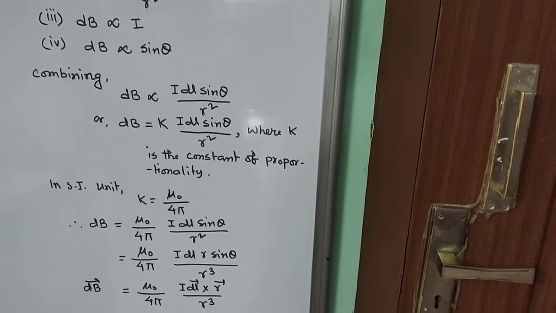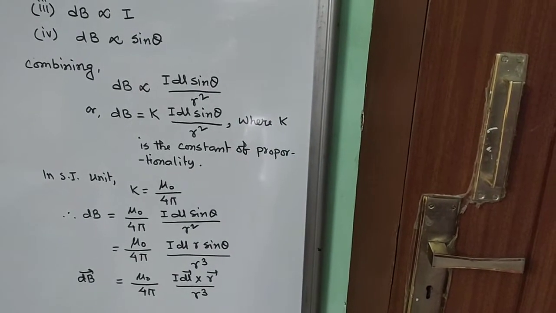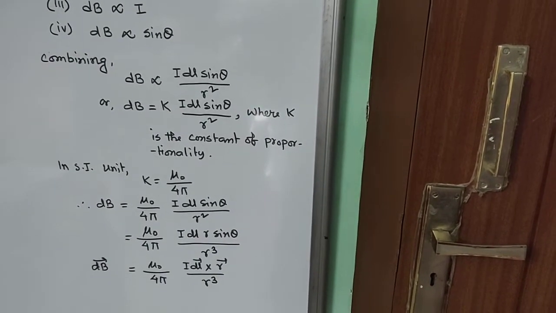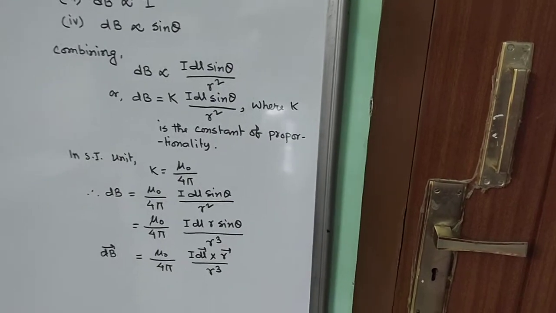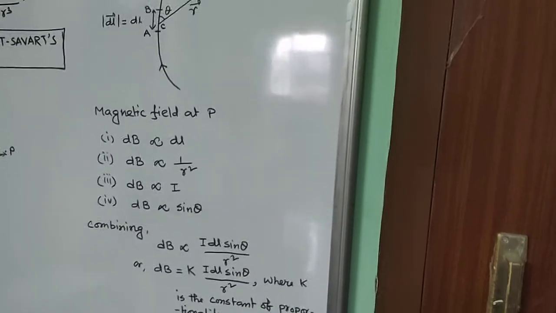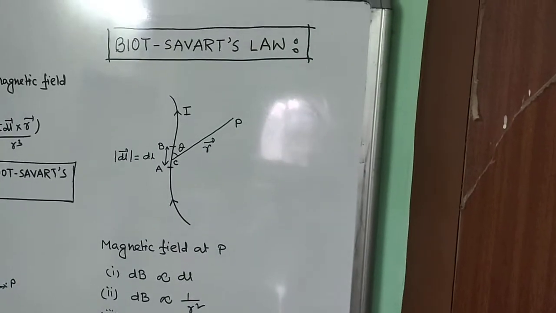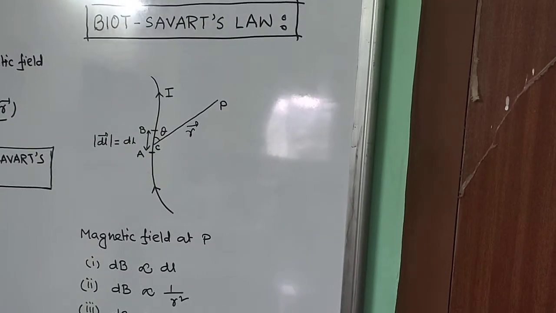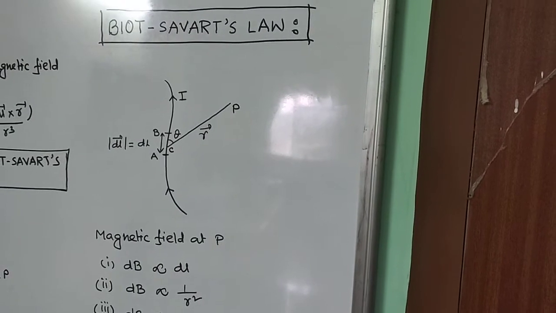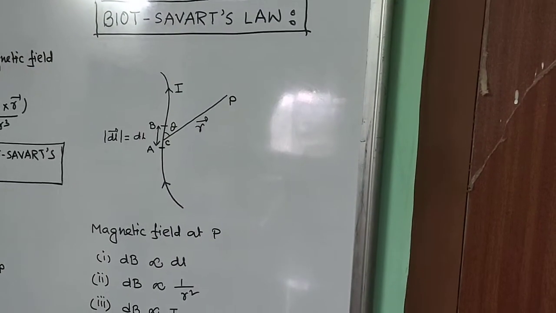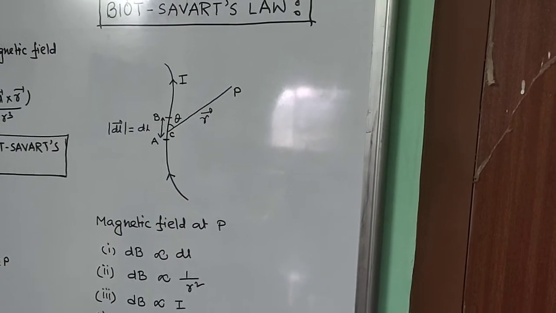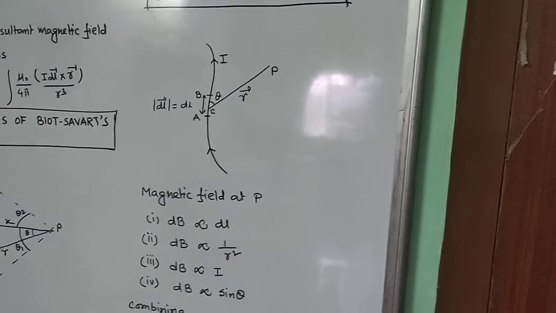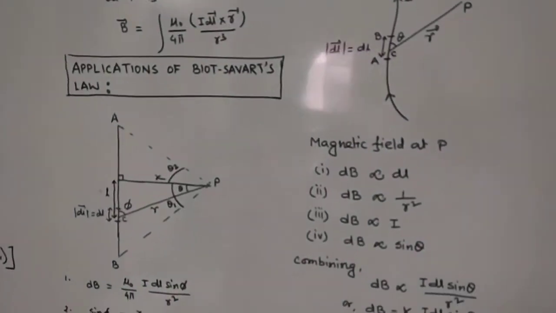So you can say the magnetic field at P, that is dB, is perpendicular to the plane containing I dl and r as per the definition of the cross product. I think you have understood this one. This is your Biot-Savart law, and the specialty of this law is that it defines the factors on which the magnetic field due to the current carrying element or current carrying wire depends. Now next one is your application of Biot-Savart law.